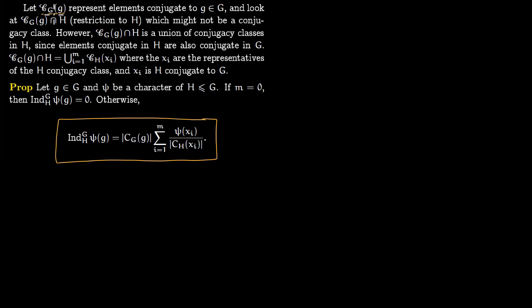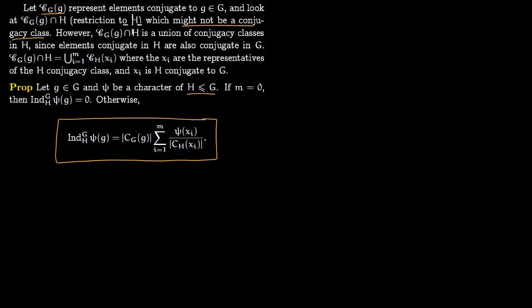So let this represent the conjugacy class of g, the elements conjugate to g in the group G. Now you go to a smaller group, because we are working with H as a subgroup of G. You take the intersection. This is called restriction to H. Things which are conjugate in G may no longer be conjugate in H. We have seen this in S5 and A5: things which were conjugate in S5 might not be conjugate in A5, so they might not have the same conjugacy class.